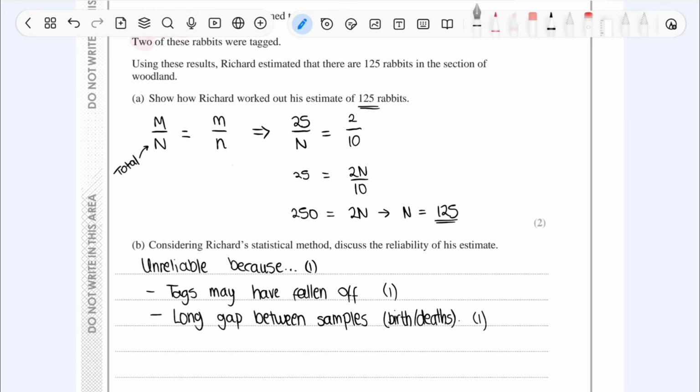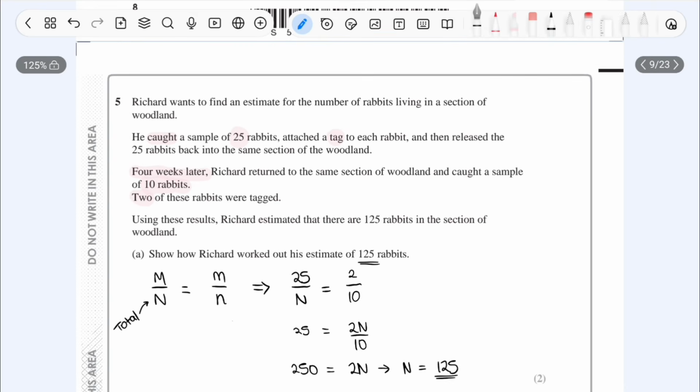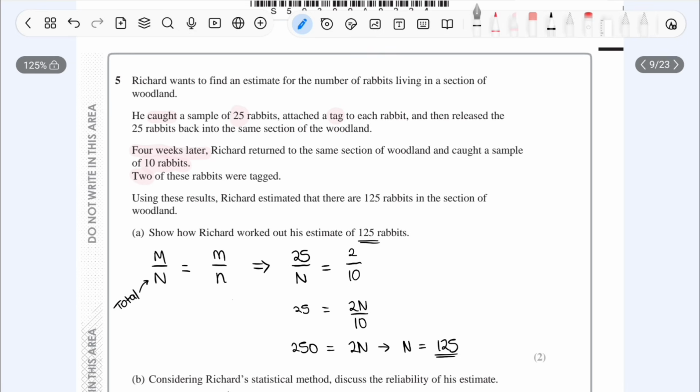Now, you could also put that it's a small sample, and that is true. He only caught 25 rabbits for the first one, and 10 rabbits for the second one, and somehow has come to a conclusion of 125. It's not statistically reliable in the sense that it's going to be 100% accurate, and a small sample size doesn't help.